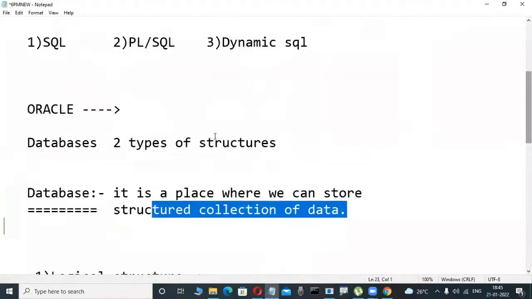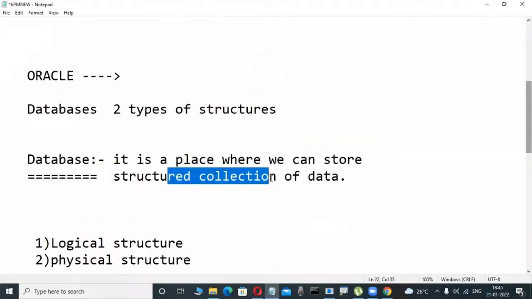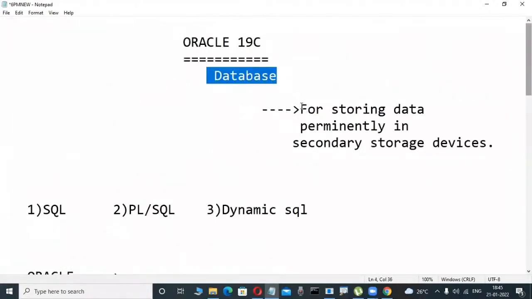Understood? Yes, that's why now Oracle is a product from Oracle Corporation. In our course we are learning the 19c version only. This is a database product. What is a database? If anybody asks, as a developer, how do we tell it? It is a place where we can store a structured collection of data. That is the logical side. What is the purpose of databases? Not only storing data permanently, but also retrieving and fetching the data efficiently from some place.